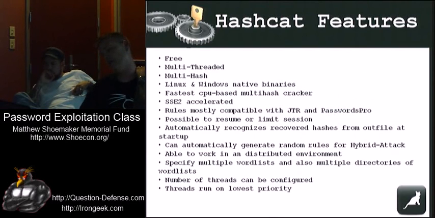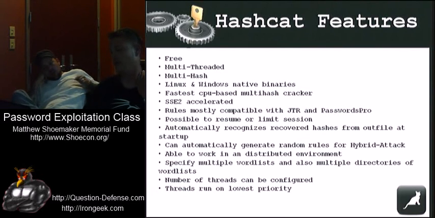All right, so the main features of Hashcat, obviously, are that it's free and multi-threaded, so it takes advantage of your entire CPU. It's multi-hash. You can load thousands upon thousands of hashes in there. I think during the competition at DEF CON, we were loading 4,000 and 5,000 hashes at a time, no problem. It runs on Linux and Windows. It's definitely the fastest CPU-based multi-hash cracker. It's SSE2 accelerated. Almost all the rules are compatible with John and Passwords Pro.